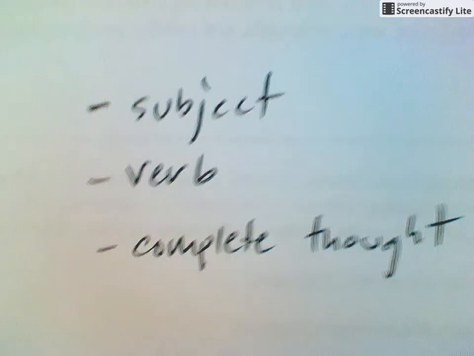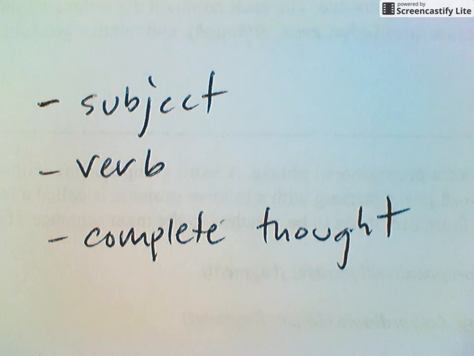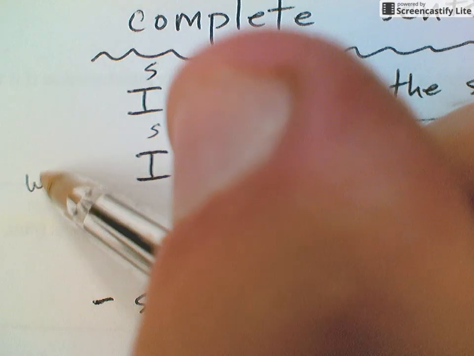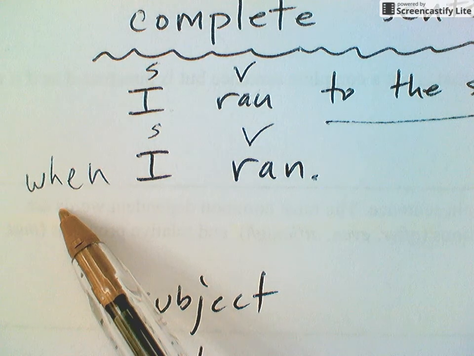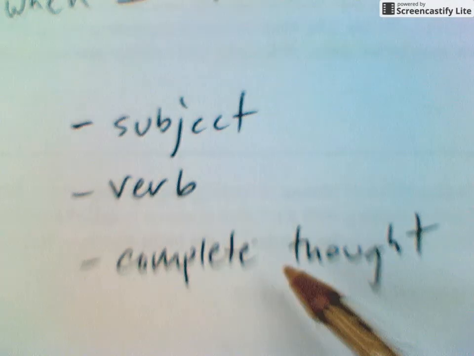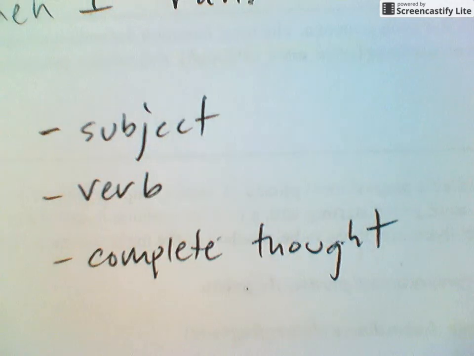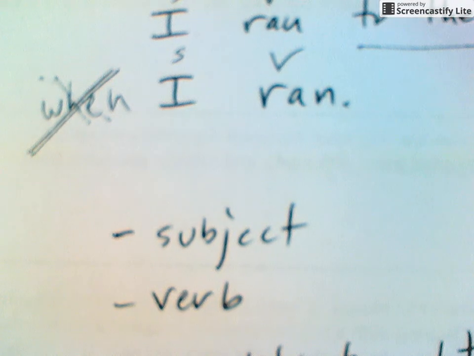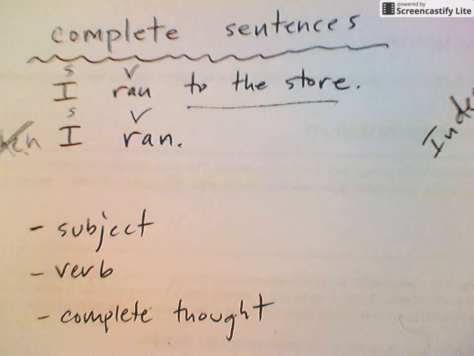So again, you have to have a subject and a verb, but it does have to make a complete thought. It needs to make sense. So even though you have a complete thought right here, I ran, if you start off a sentence like this, when I ran, okay, it's not going to have that complete thought. So notice how I do have a subject and a verb, but it doesn't have that complete thought. So we need to make sure that we do that. After watching this video, what I want you to do is to go ahead and go back and correct your writing. Where was it that you did not have a complete sentence?